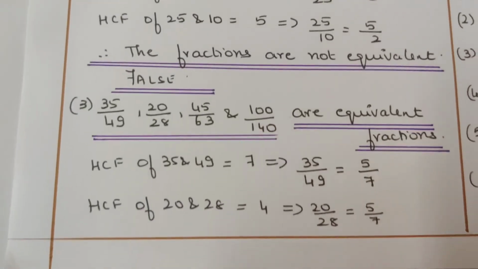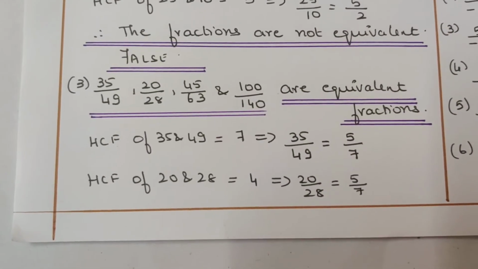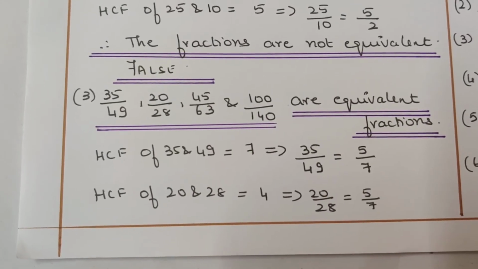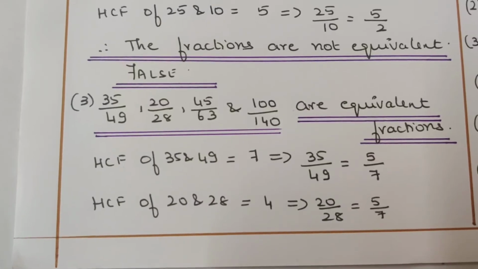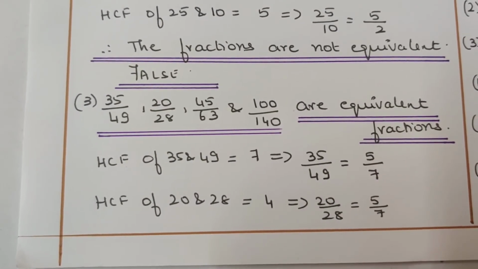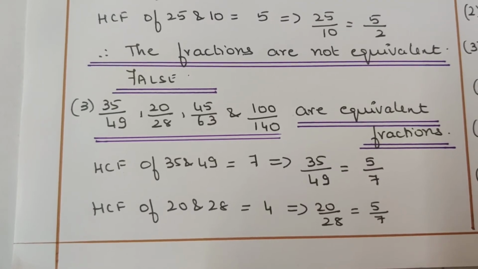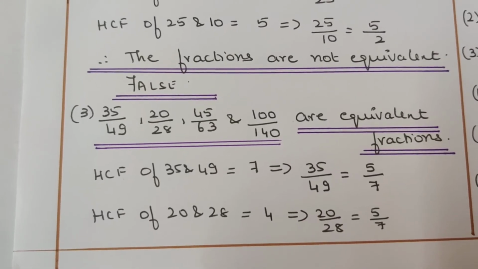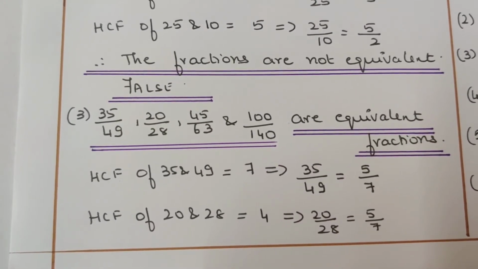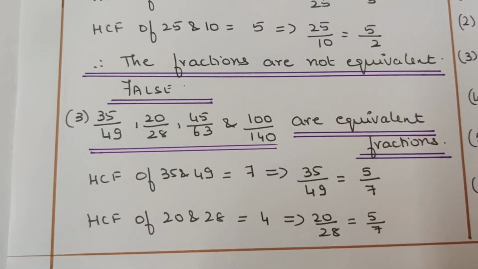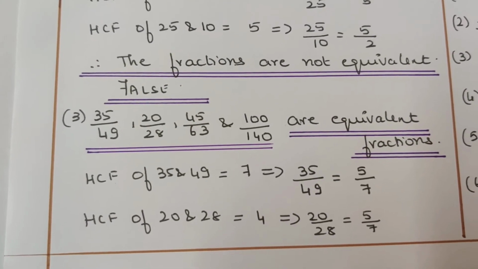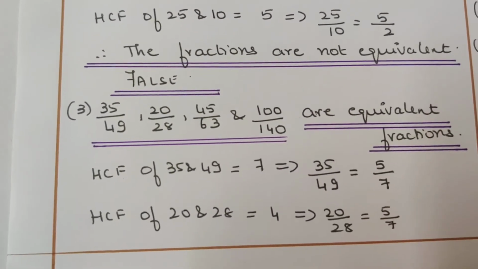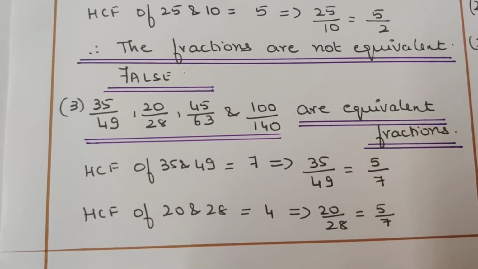false statement. Let's move on to the third one, which says 35 by 49, 20 by 28, 45 by 63, 100 by 140 are equivalent fractions. So we take each fraction. The HCF of 35 and 49 is 7. You divide the numerator and the denominator by 7, and the lowest fraction is 5 by 7. For 20 and 28, the HCF is 4. You divide the numerator and the denominator by 4, and the answer is 5 by 7. Okay, looks like 35 by 49 and 20 by 28 are equivalent fractions.